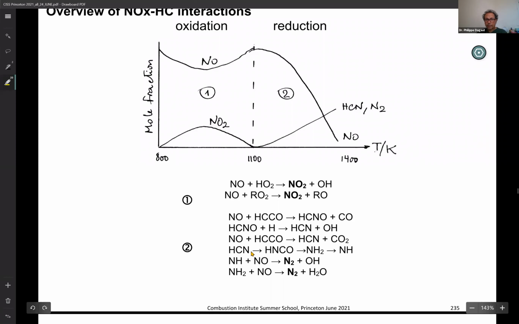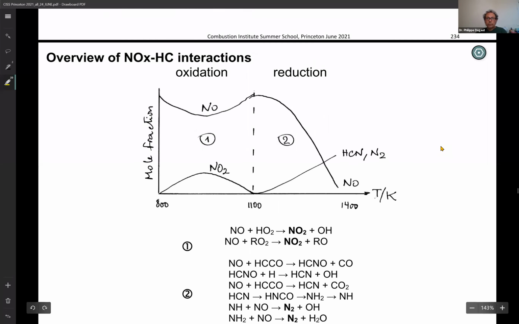And then there is this channel that we described previously, HCN being oxidized in HNCO, which can be reduced into NH2 and itself forming NH. And both NH and NH2 react with NO to form N2 and two other products, either OH or H2.